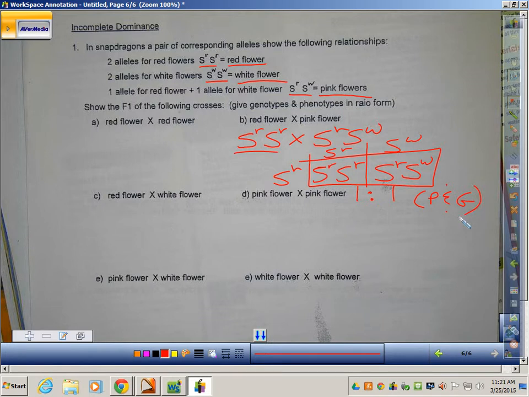Do you guys understand that? Incomplete dominance is one of those situations where the genotype and the phenotype will be the same because every new genotype gives you a different phenotype.